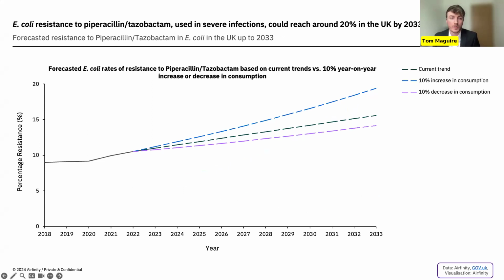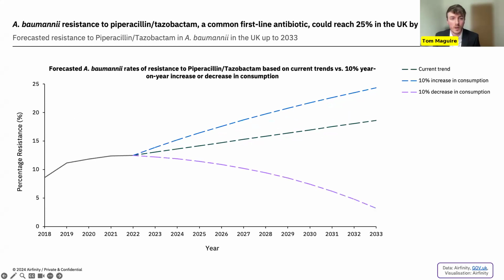In E. coli, so a particular example of piperacillin tazobactam, quite often used in severe E. coli infections. This resistance could reach around 20% in the UK by 2033. And again, third-gen cephalosporin rates in E. coli also showing resistance up to a similar level. Acinetobacter baumannii, our modeling shows again to piperacillin tazobactam, a common first-line antibiotic, could reach around 25% based on the high consumption scenario, with, based on current trends, still increasing to over 15%.